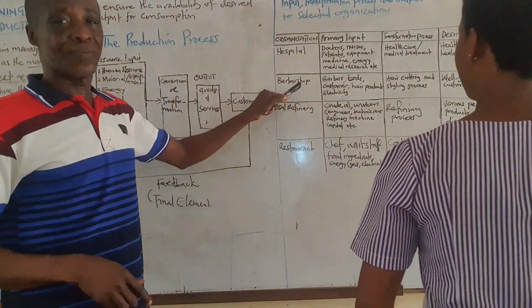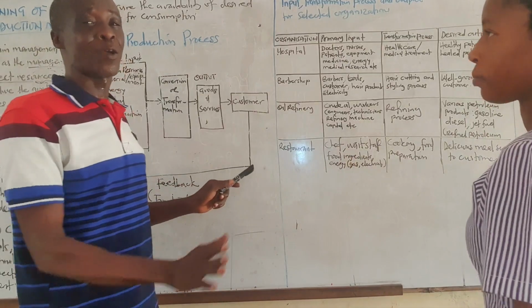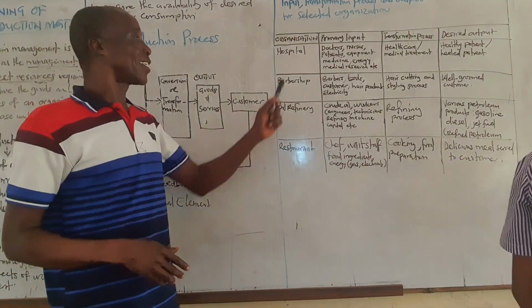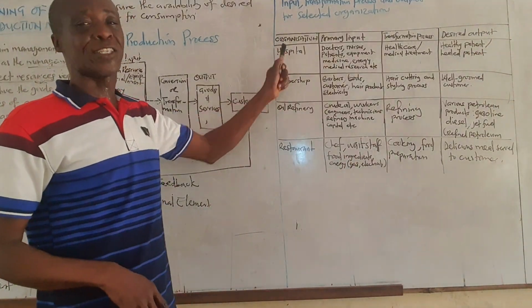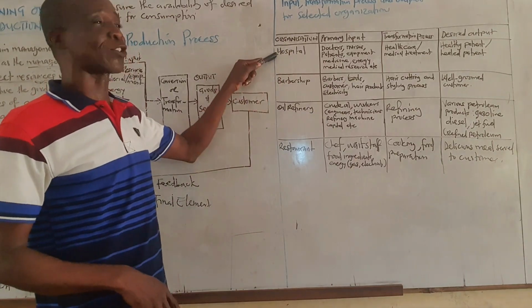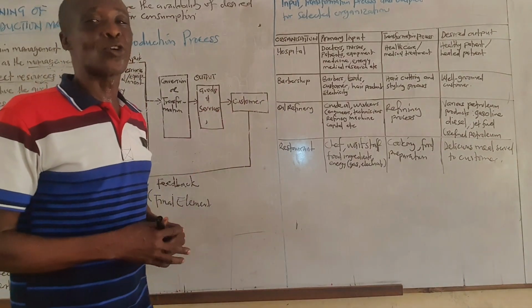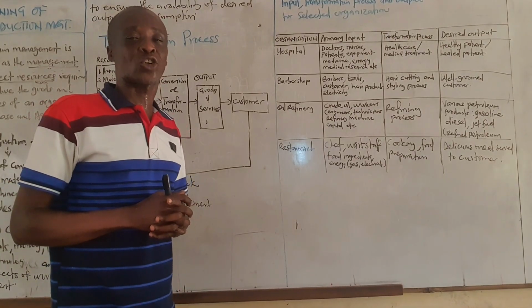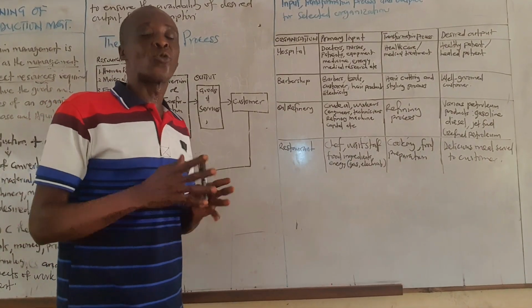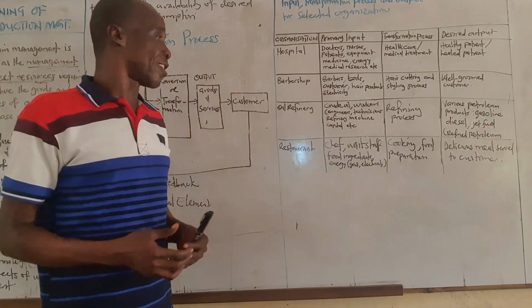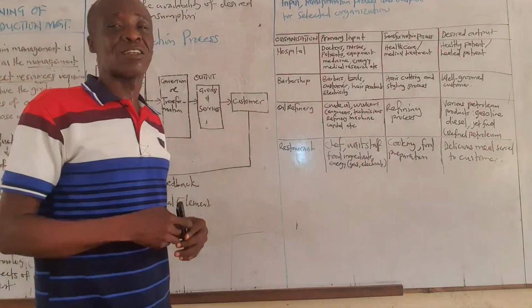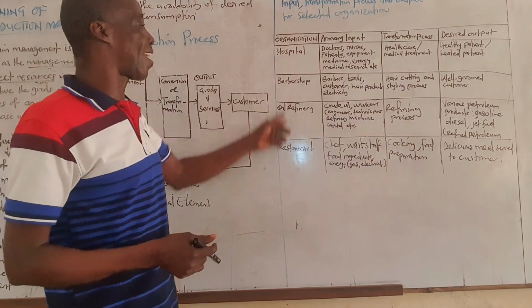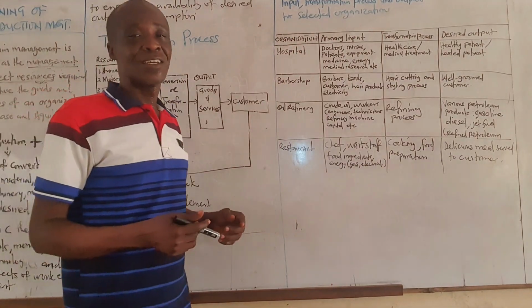So this column talks about the organization. And here in the organization, the first one, hospital. So we have the hospital. Second one, barber shop. We have the barber's shop. The next one, oil refinery. So we have oil refinery. And then the last one is restaurant. So these are 4 organizations.